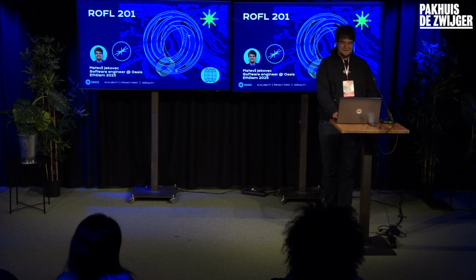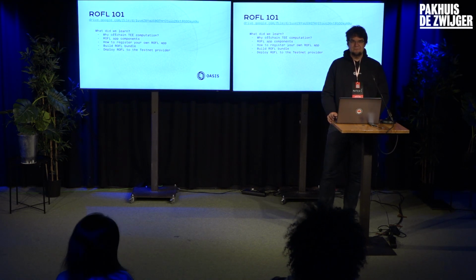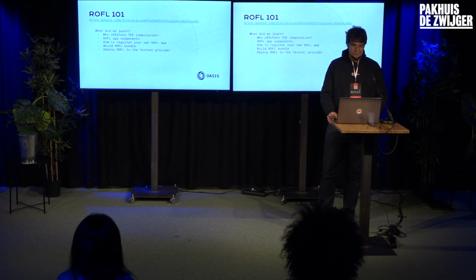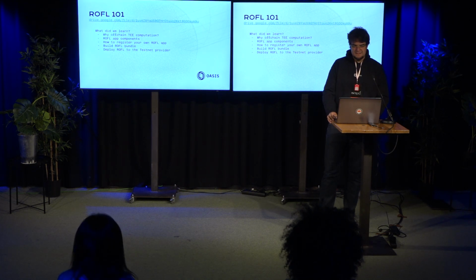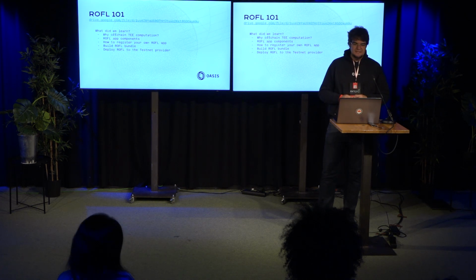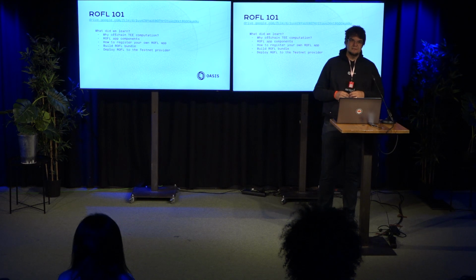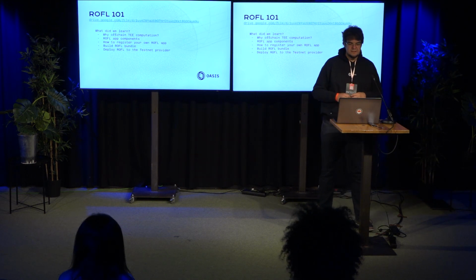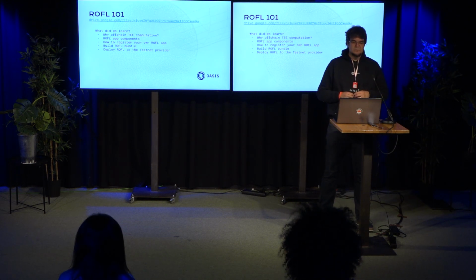Hello, dear hackers. On Tuesday, I held a 1-hour workshop on ROFL 101. We discussed what ROFL is all about. Basically, ROFL is an off-chain version of the confidential computer we have on our blockchain. It's called Sapphire, the EVM-compatible confidential blockchain. I think it was the first one in production. And then we discussed ROFL, which is basically the off-chain version of what you can do on-chain.